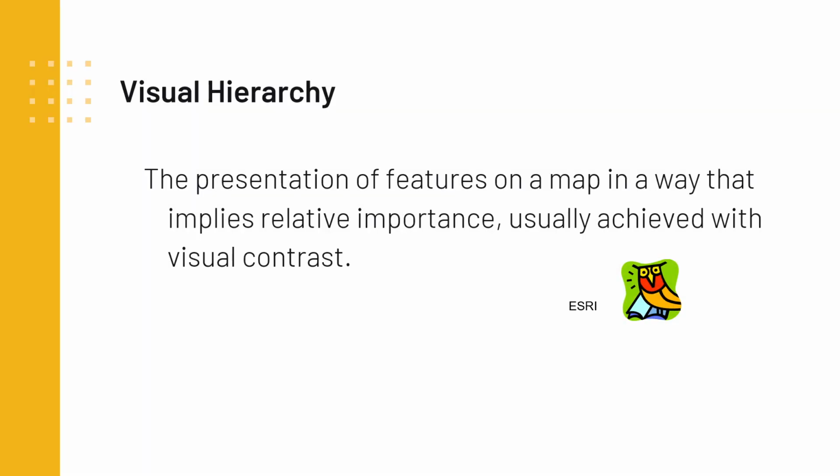Next, we're going to talk about visual hierarchy. This is the presentation of features on a map in a way that implies relative importance. It's usually achieved through visual contrast.